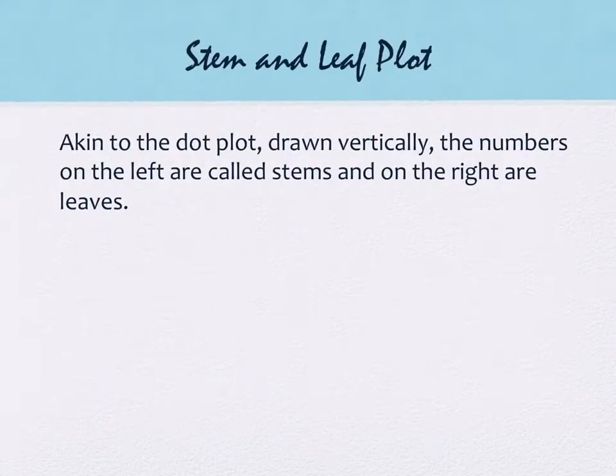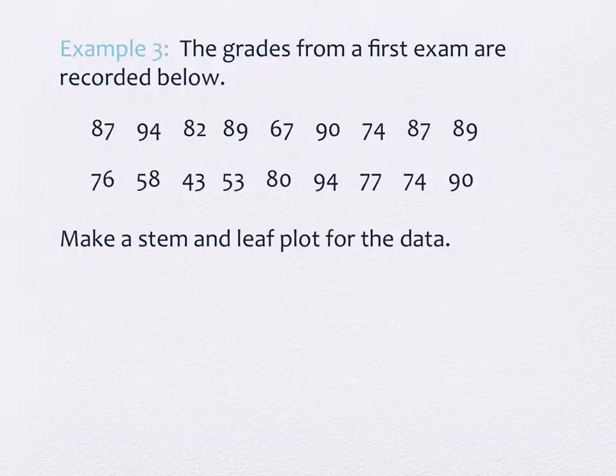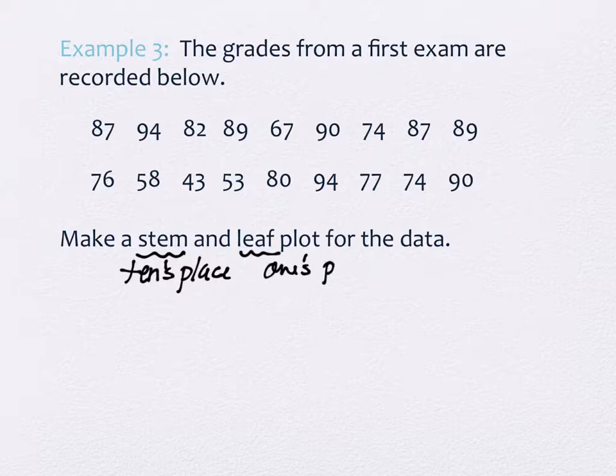A stem and leaf plot is similar to, or akin to, the dot plot. It's drawn vertically though, and the numbers on the left are called stems, the numbers on the right are called leaves. So example 3 is grades from an exam, and it's asking us to make a stem and leaf plot for it. The stem is the value in the tens place. The leaf is the value in the ones or the units place.